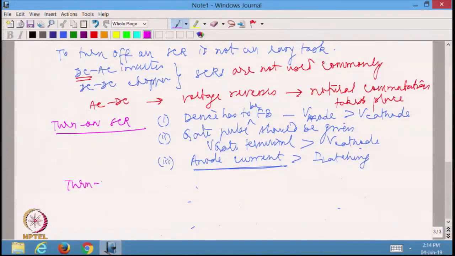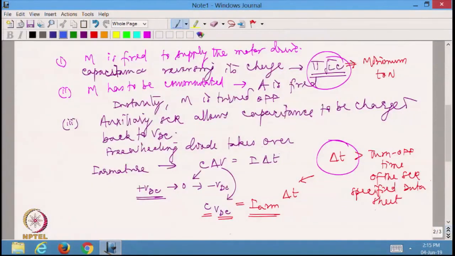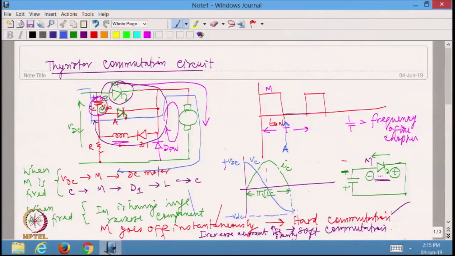For turning off the SCR, at least two conditions have to be followed. The first condition is the current through the device, that is the anode current I am talking about, has to be less than the holding current. If I say latching current is somewhere around 10 milliampere, holding current will be somewhere around 9 milliampere. They will be very close to each other, there will be hardly any difference. But the anode current first of all has to be decreased to a value which is less than the holding current. Please note that is what happens in this commutation circuit case.